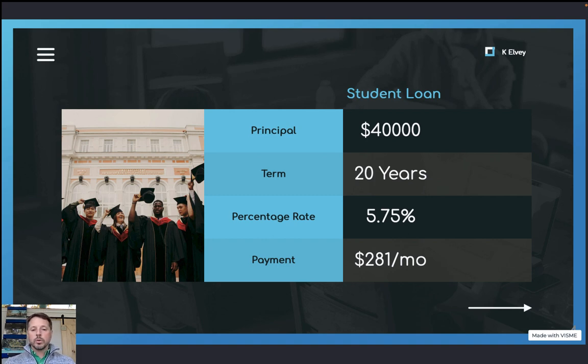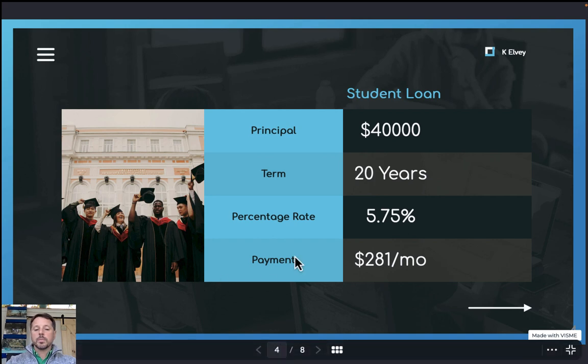The average student loan principal right now is about $40,000. Student loans tend to be taken out for a 20-year period, but you might be 16 years into your loan. You might be 4 years into your loan. So your term years will be different. And the percentage rate on average of today's student loans are about 5.75%. Again, it varies depending on the loan and depending on your situation.